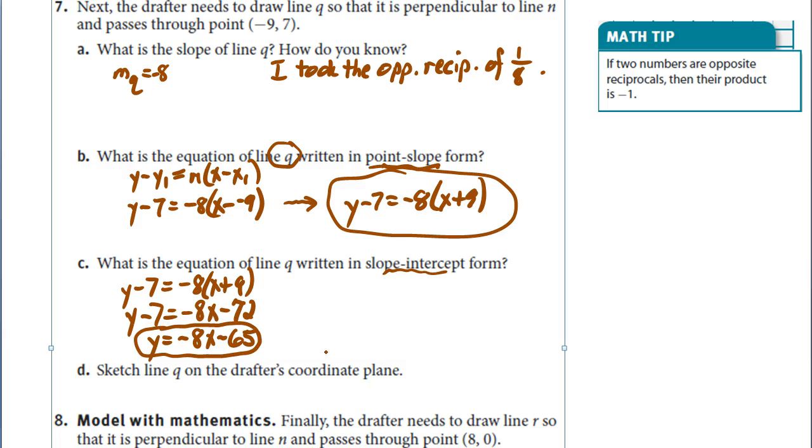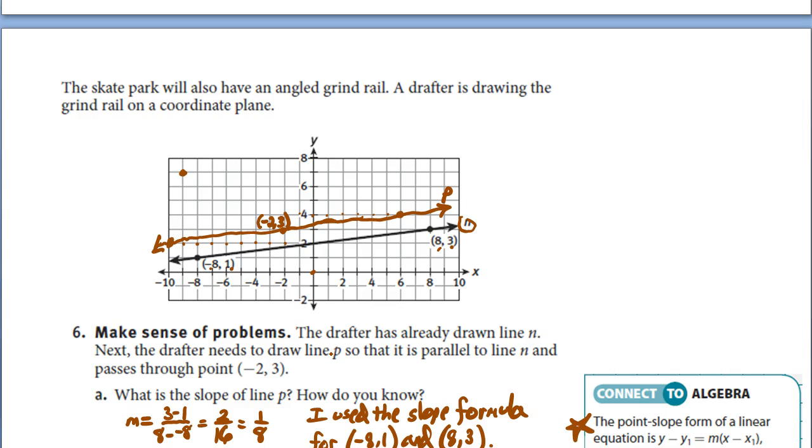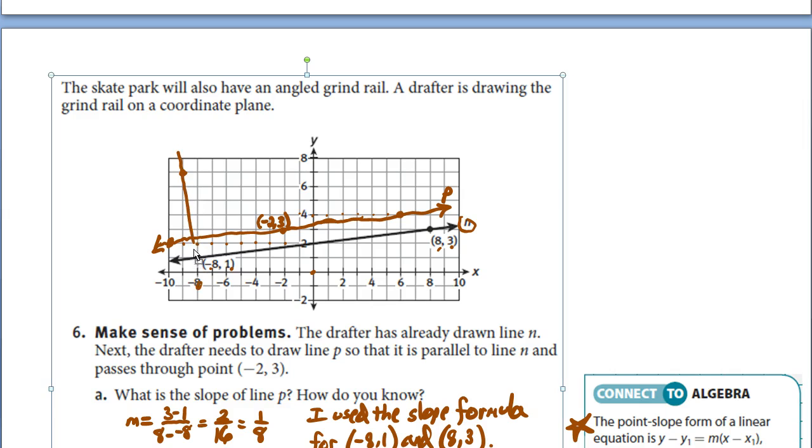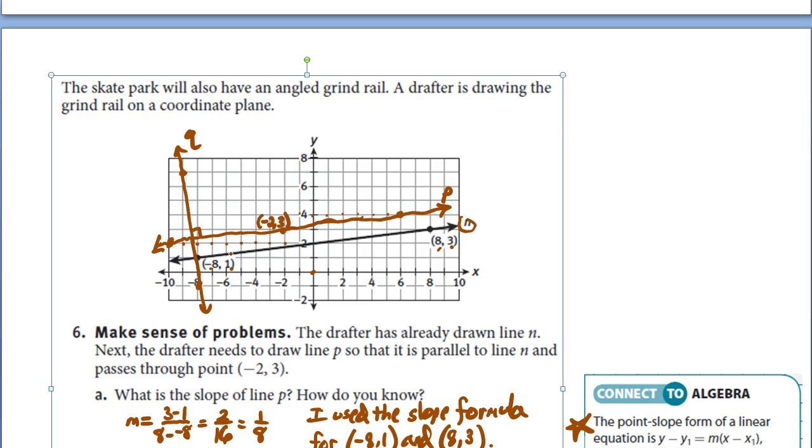Sketch this line on the drafter's coordinate plane. So it's going to go through this dot, and the slope is negative 8. So 1, 2, 3, 4, 5, 6, 7, 8, and right 1. If we draw through these dots, we will have made line Q. And it is perpendicular to that one. And because that was parallel to that, it's perpendicular there as well.